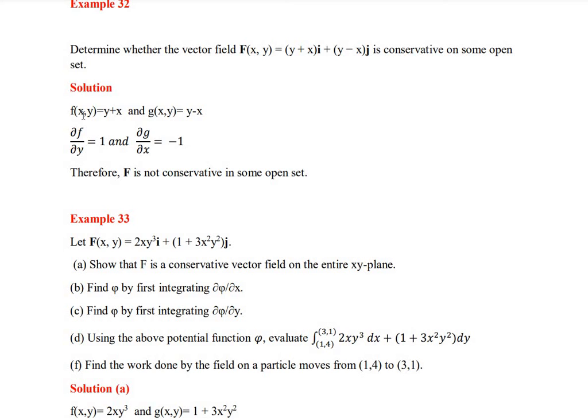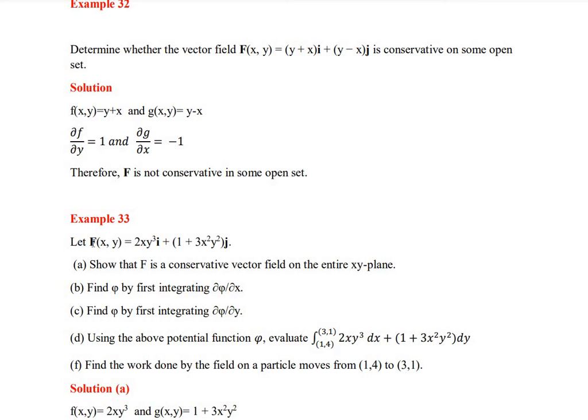Solution. So f of x, y is equal to y plus x, and so here is f of x, y and this is g of x, y. So ∂f/∂y is equal to 1 and ∂g/∂x is equal to minus 1. So they are not equal. So therefore f is not conservative.